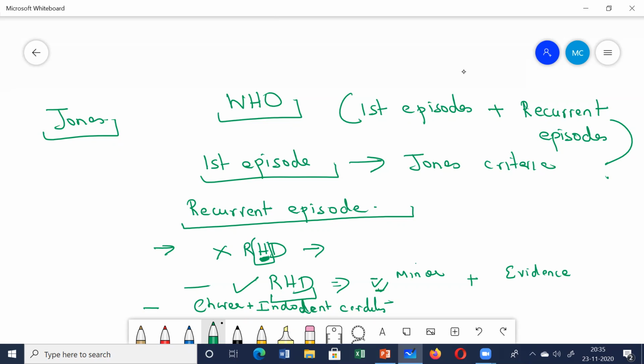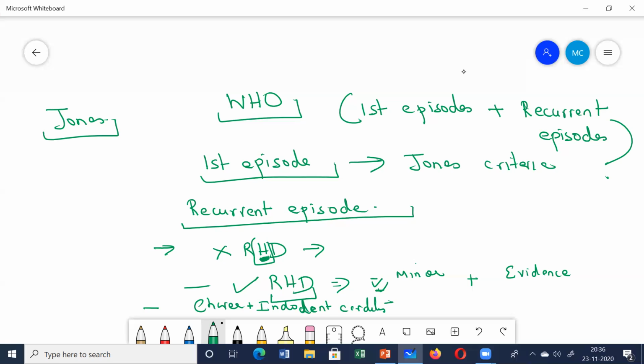Plus, as we had seen in all the patients of Jones criteria, whether we were taking 2 major criteria, or 1 major and 2 minor, we always had to take evidence of the antecedent group A streptococcal infection. So here also, 2 minor criteria plus evidence of antecedent group A beta hemolytic streptococcal infection. And if the patient presents with both chorea plus indolent carditis, in this case only, you don't require any more evidence of antecedent group A streptococcal infection.